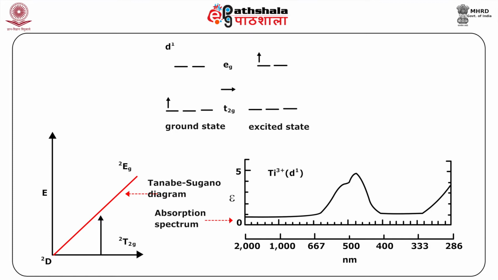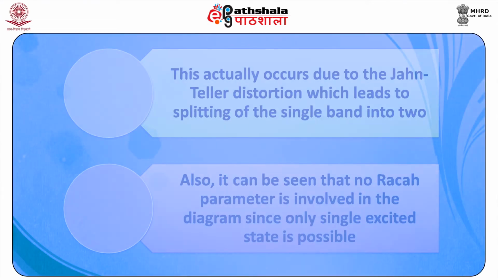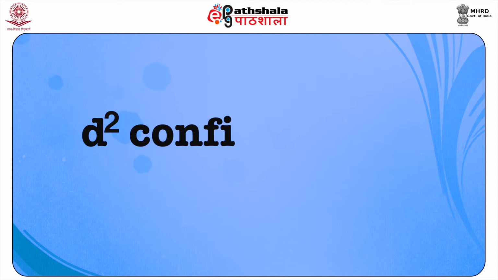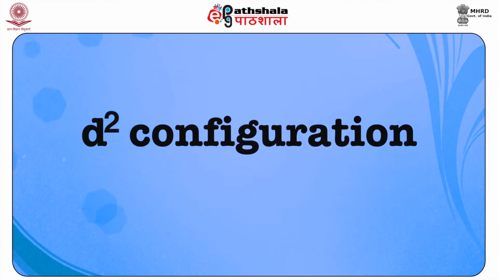But in actual practice, a single absorption band is split into two, as can be seen from the absorption spectrum. This actually occurs due to the Jahn-Teller distortion, which leads to the splitting of the single band into two. Also, it can be seen that no Racah parameter is involved in the diagram, since only a single excited state is possible. Next, we are going to discuss the d2 configuration.